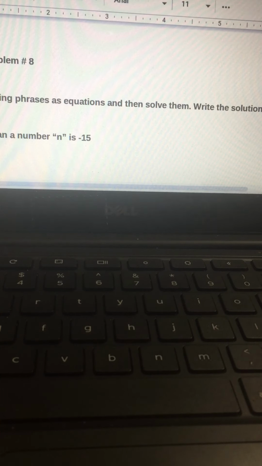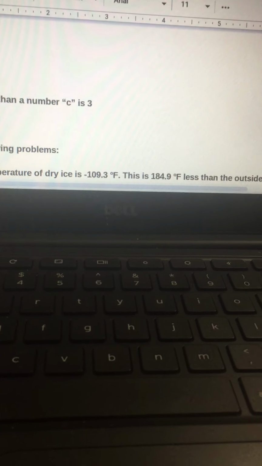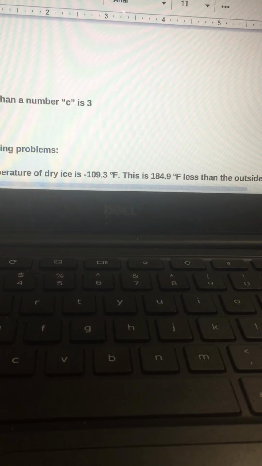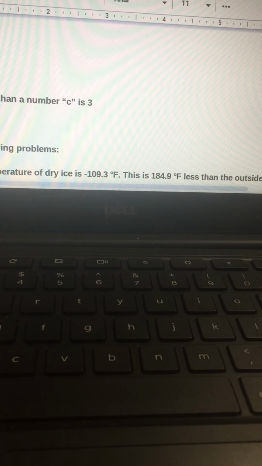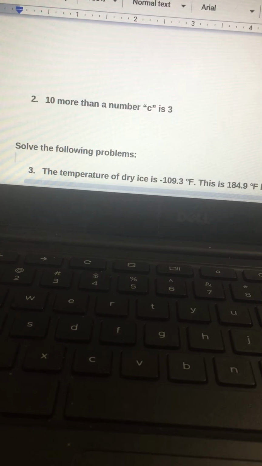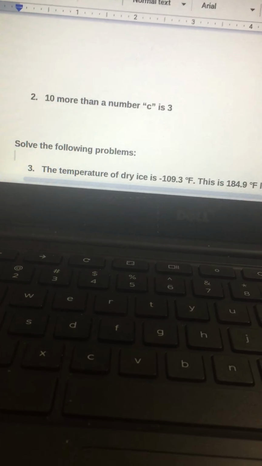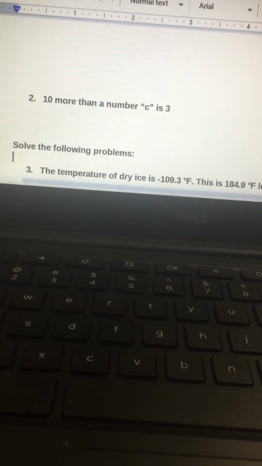Let's look at the second problem. Second problem is 10 more than a number c is 3. Number 2, 10 more than a number c is 3. All right, so I wrote your equation right here.